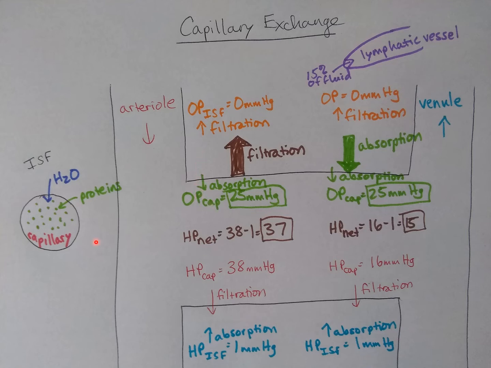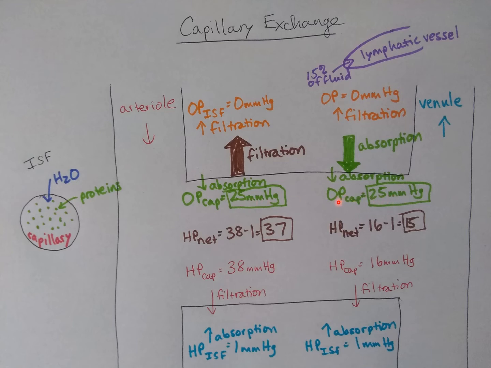So I've drawn a little picture over here, just looking at an end view, looking inside the capillary. You can see lots of proteins in the blood, and remember that water likes to follow the solutes. So that osmotic pressure of the proteins in the blood is 25 millimeters of mercury. That favors absorption, pulling the fluid back into the capillary. And the osmotic pressure of the capillary is the same at the arterial and the venule ends, because the amount of proteins stays the same at both ends.